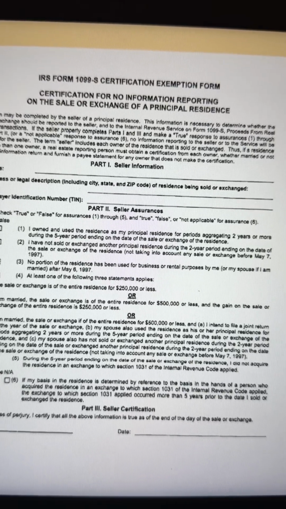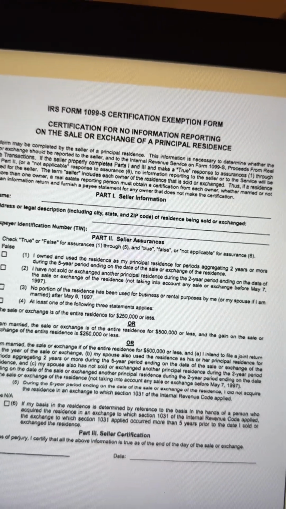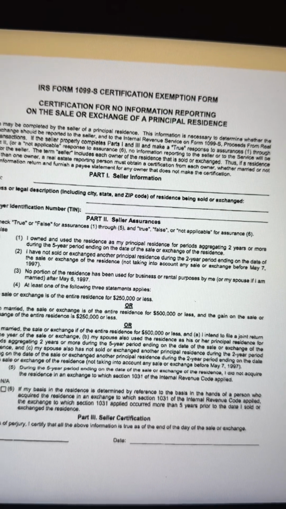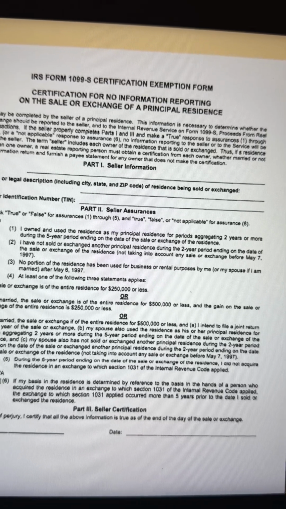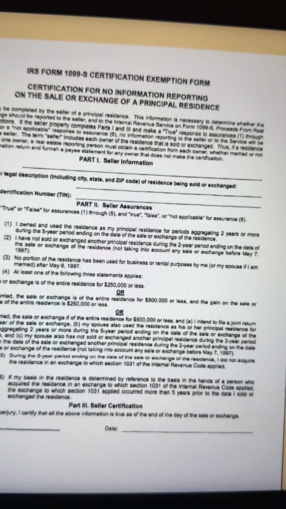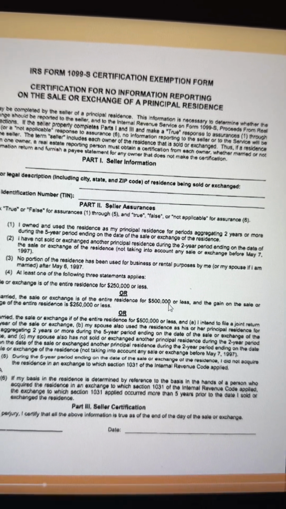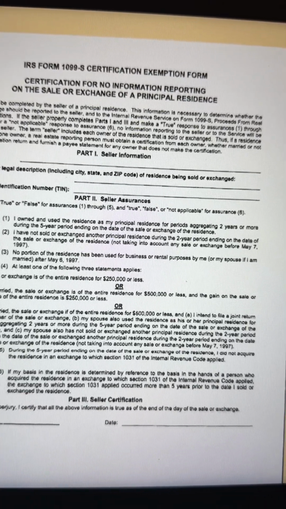So the next one is question number 1. They're asking about the length of time that they own the property. If they owned and used the residence as a primary for periods aggregating 2 years or more during the 5-year period ending on the date of exchange of the residence, then that's going to be true. If they didn't live and use it as a primary for 2 years or more in a 5-year span, that's going to be false. They might tell you it was a rental property, they never used it as a primary, so that's going to be false.